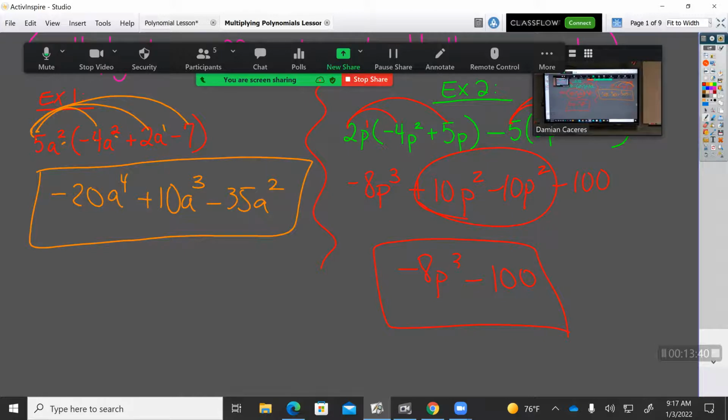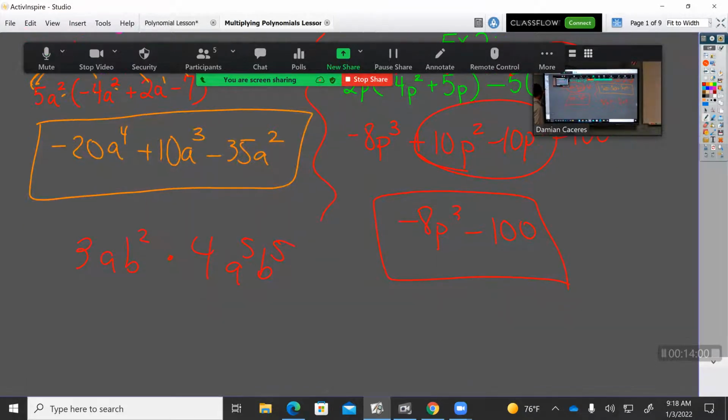So on the next page, you're going to have 2 examples to do on your own, but one of them is tricky. So let me explain something to you. If you're multiplying 3ab squared times 4a to the 5th b to the 5th, what are my results going to be?